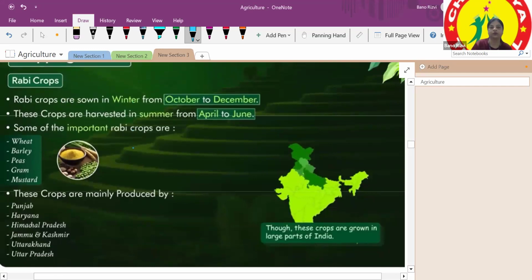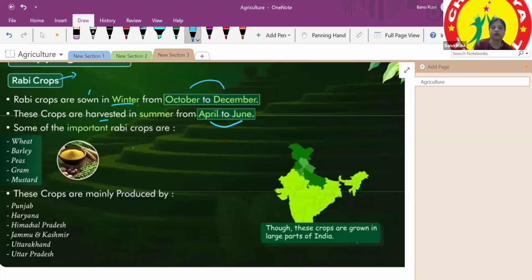What are the Rabi crops? First of all, the season is between October and December. It is mostly in the winter. So Rabi is winter. These crops are harvested from April to June. They are sown in winters and harvested in summer. You understand the difference between harvesting and sowing, right? It means they plant it in winter and then they cut the crops and use them in summer.